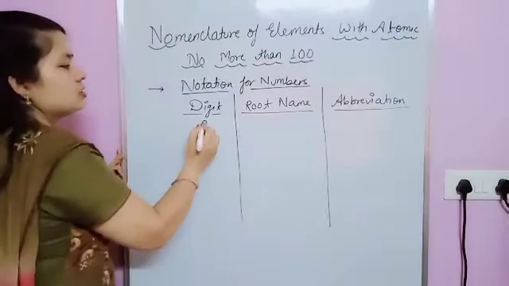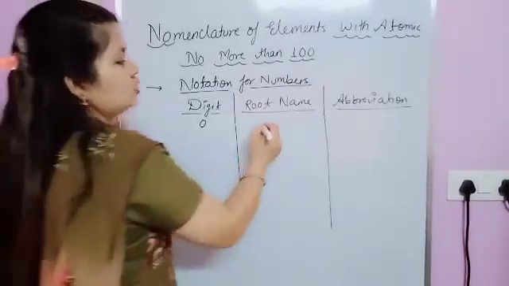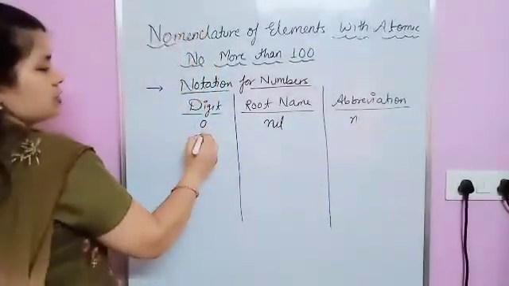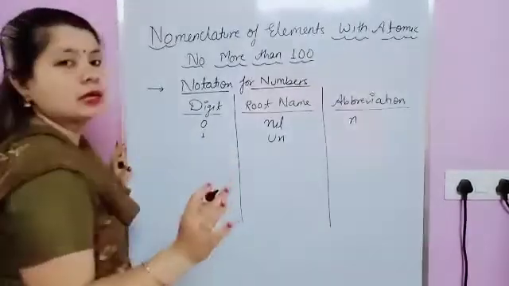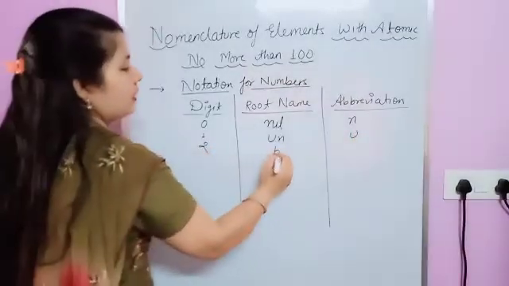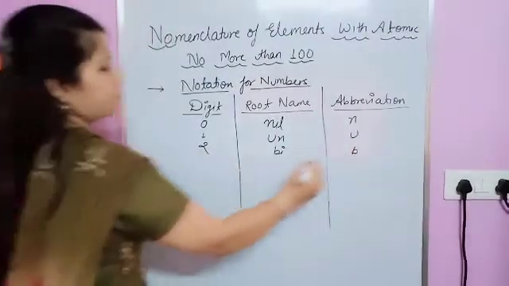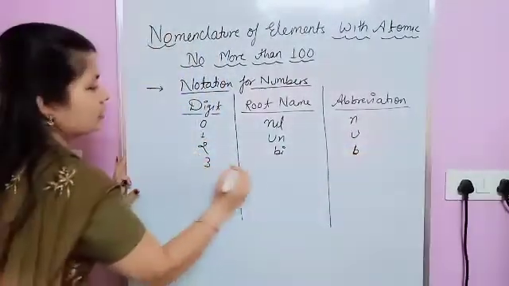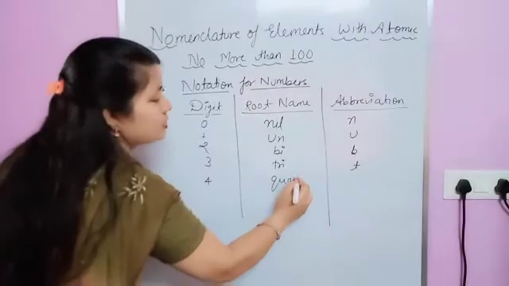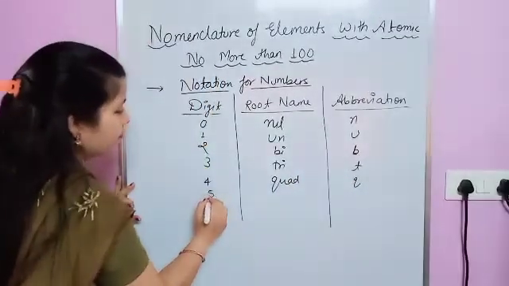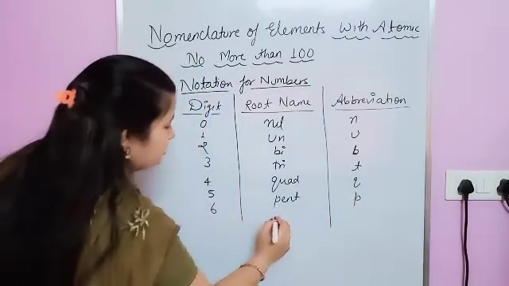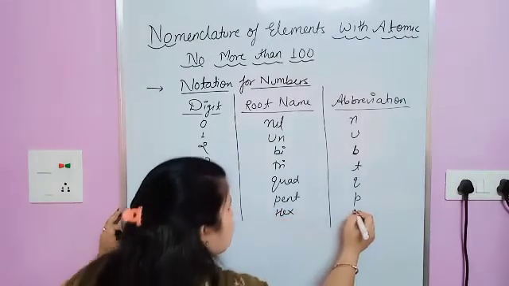Now suppose the digit is 0, so what about the root name? For 0 we normally use nil, which means empty, and the abbreviation is n. Now for 1, it is un, abbreviation u. Now 2 is bi, b, all in small letters. Now 3 is tri, small t. For 4, it is quad, that is q. For 5, it is pent, that is p. Then 6 is hex, it is h.